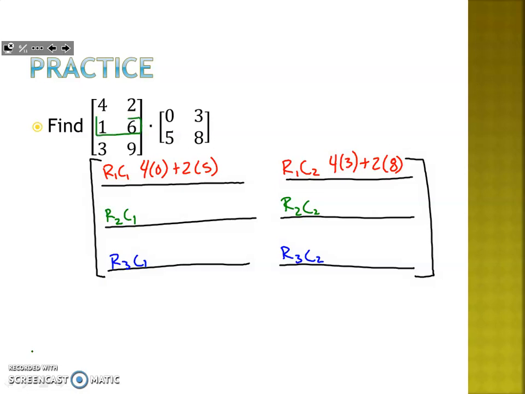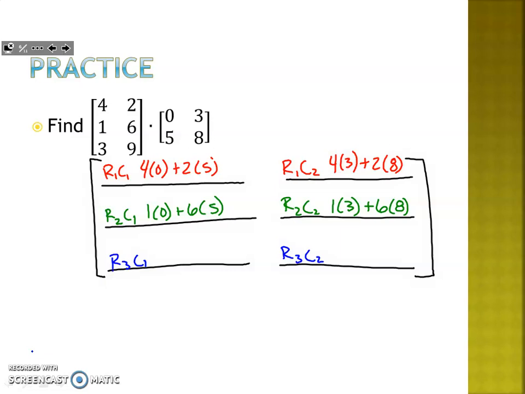Now I'm ready to do row 2, column 1. 1 times 0 plus 6 times 5. Next I'm going to do row 2, column 2. 1 times 3 plus 6 times 8. Again, remember, I got these addresses because of where they are in our product matrix. So draw your product matrix out first.